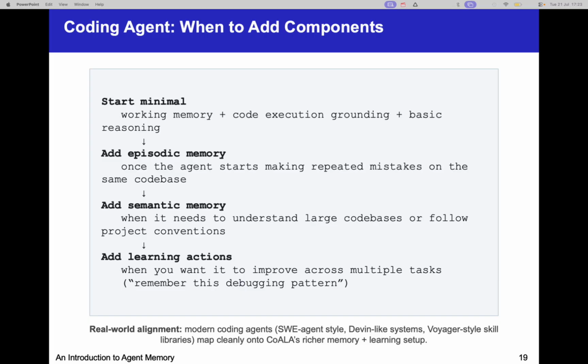Episodic memory, you add that when you see that the agent keeps making mistakes. You don't add that before. You see it makes mistakes, that's when you add that. Same with semantic memory. When the agent needs to understand your domain or your world, that's when you add semantic memory. And you do learning from, for example, episodic memory when you want the agent to improve. So you mine the traces that the agent did, you analyze what went wrong, maybe you update the prompts based on that, etc. So those are the learning actions that you can add on top of that as well.